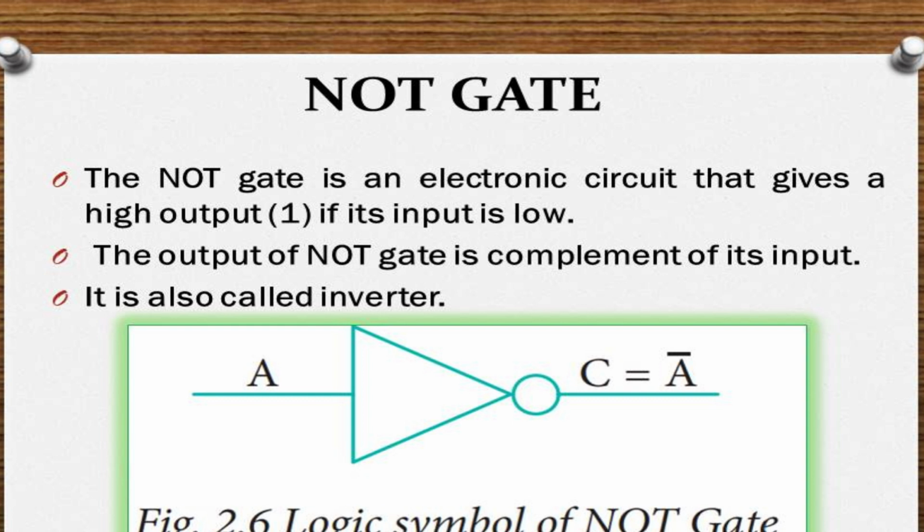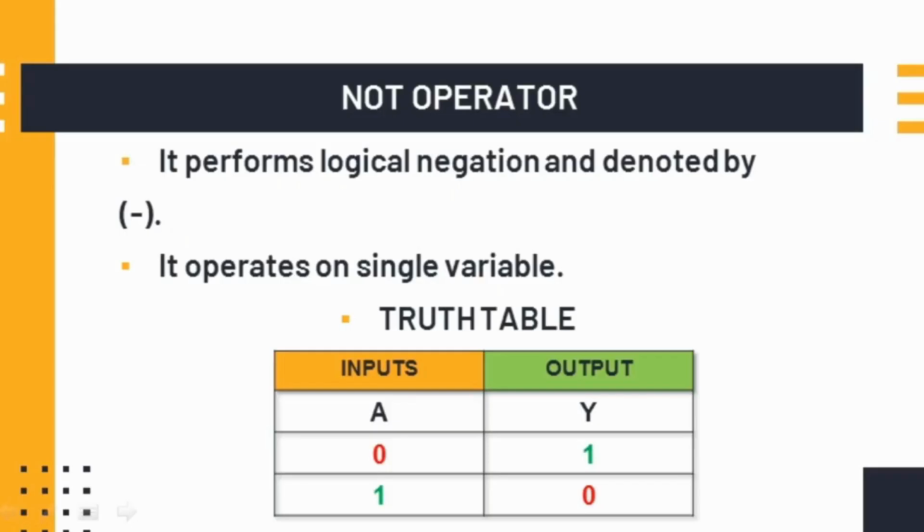The NOT gate is an electronic circuit that gives a negation value, that is, an opposite value. It performs logical negation, and it is denoted by a hyphen, that is, a minus symbol. It operates on only a single variable. So we have only a single input A. The input may be either 0 or 1. So what will be the output? As I have already told you, it gives the opposite value.